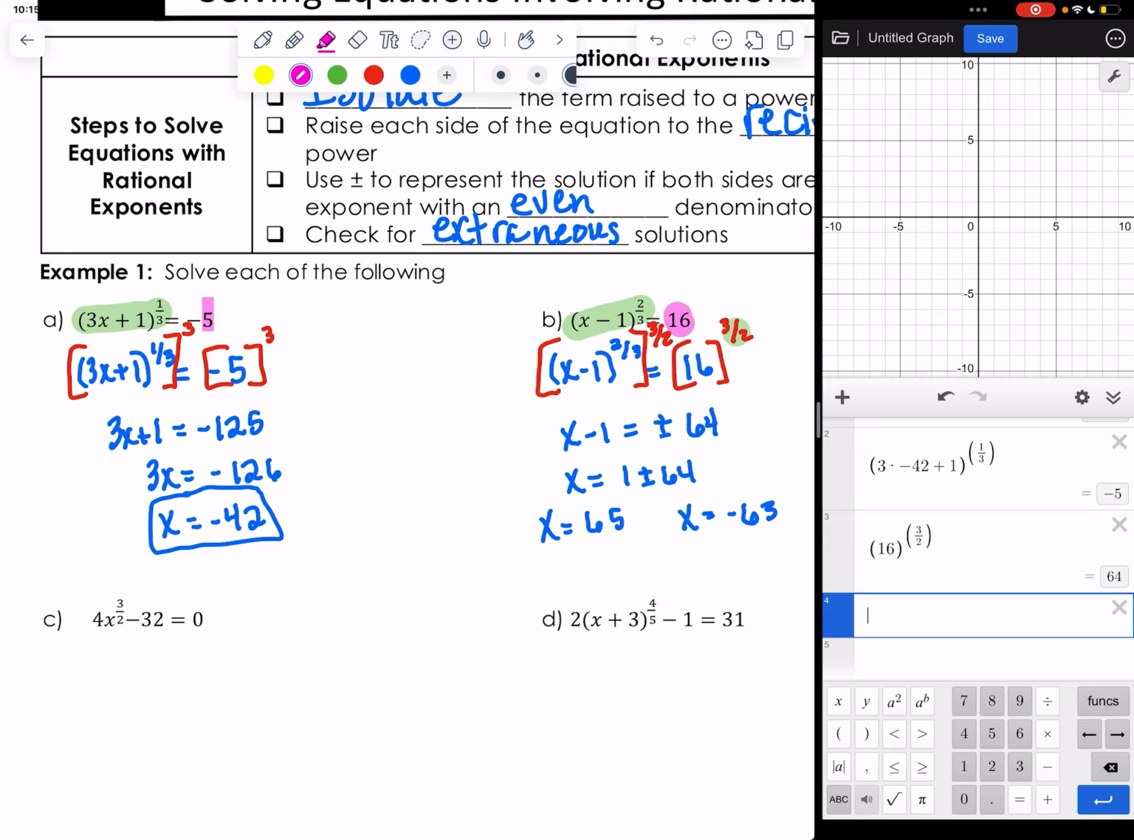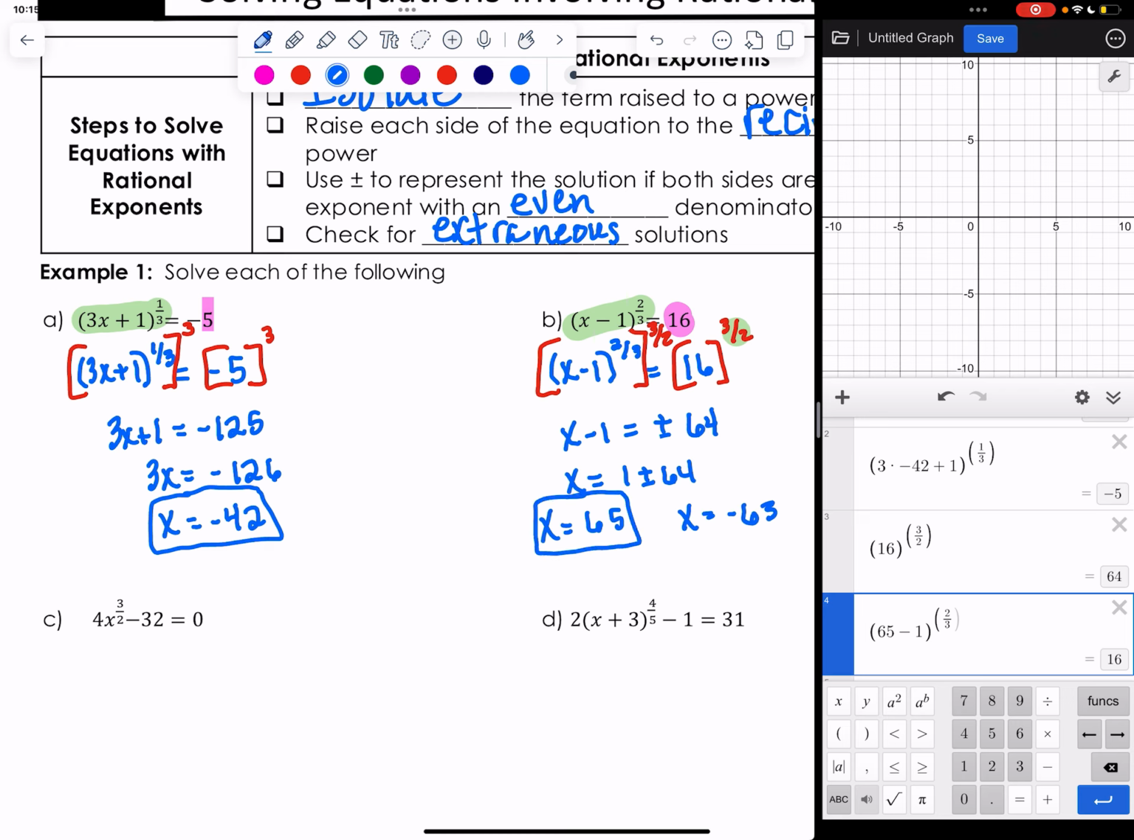Let's try it and see. So going back to my original problem, instead of x, I'm going to put my first answer, which is (65 minus 1) raised to the 2/3 power, and that gave me 16. So I know I have this as a solution, but now let's check if negative 63 would also be a solution. So delete the 65, put negative 63, and that is also equal to 16. So both of these solutions were true solutions. So I'm going to box both of them in.